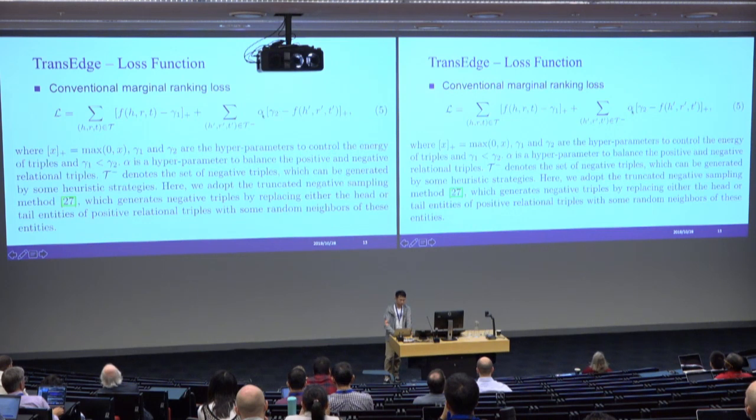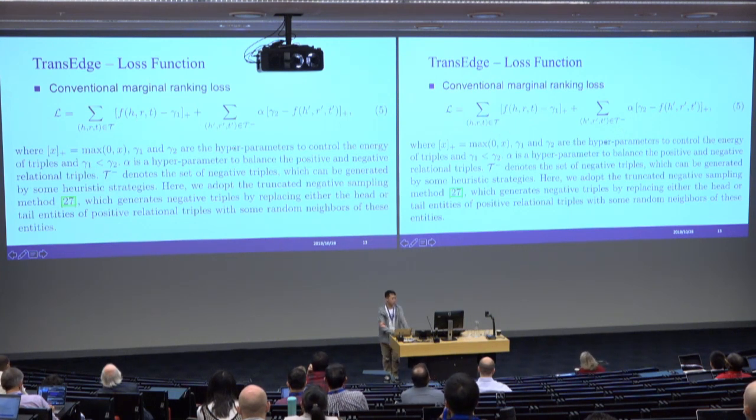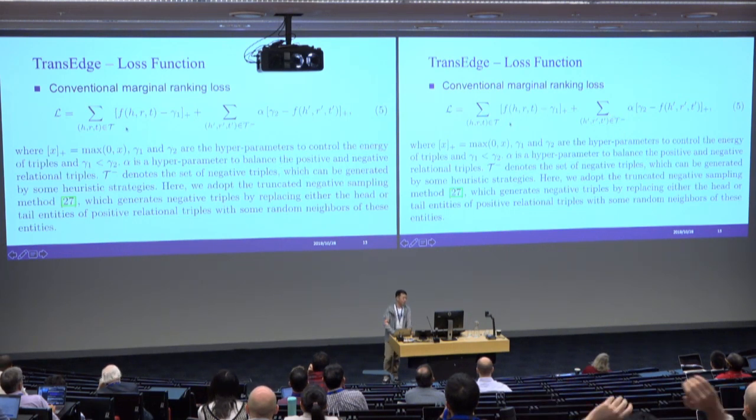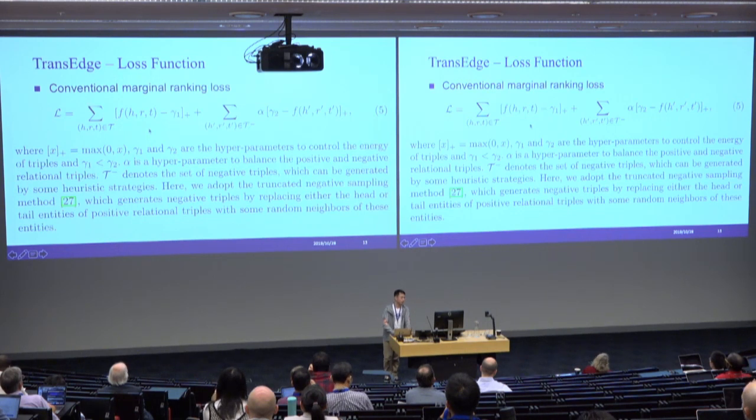This is the loss function of our model. We use the conventional marginal ranking loss, which is similar to TransE. Here T is the positive triple set, and T minus is the negative triple set. We use negative sampling to obtain this set, and we minimize this loss function. For positive triples, we hope the score function is smaller than gamma 1, and for negative triples, the energy function should be larger than gamma 2.